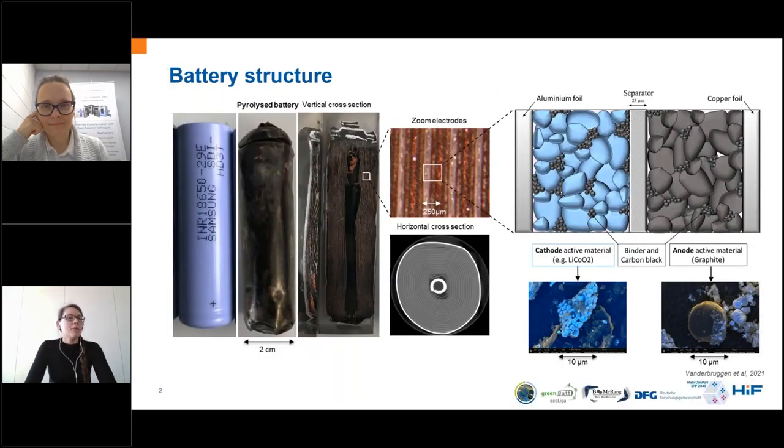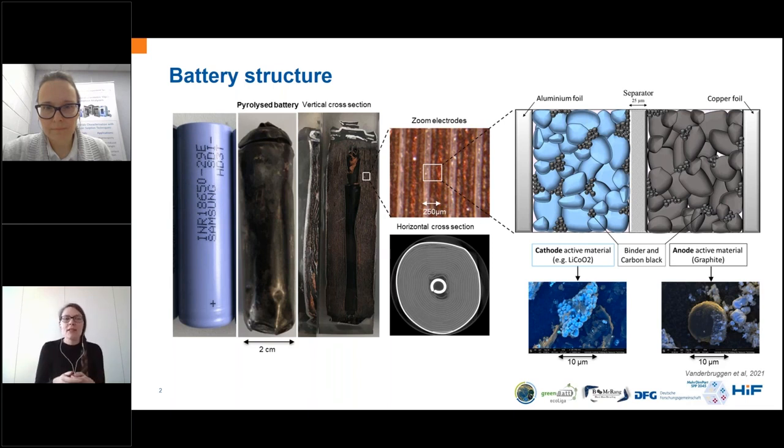Okay, so first, I want to show you the battery structure. So on the left, you can see a common battery. Then one picture more to the right, we have pyrolyzed this battery to get rid of mostly all these hazardous electrolytes. And then you can see a vertical cross section. So basically we cut it in half and you can see the cross section, which is embedded in an epoxy resin. And if we then zoom a bit more into the battery, you can already see these straight lines, which are the electrodes. And if we then zoom a bit more, then you can see the electrodes.